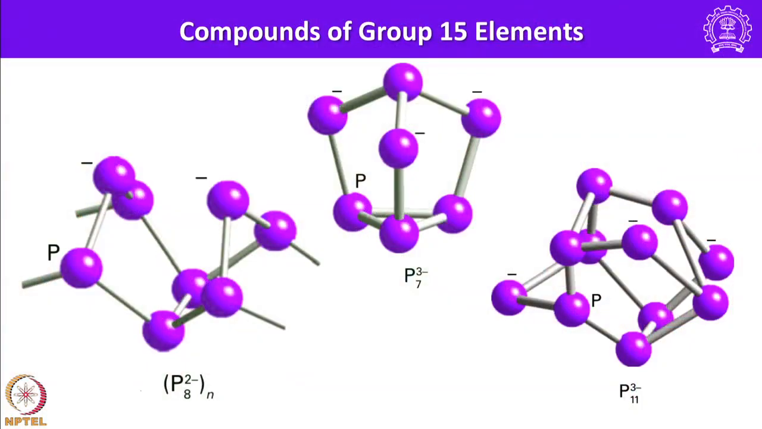You can see here P8 2 minus has this structure, and also you can see where the negative charge is residing. This is P7 3 minus. Basically, wherever the charge is there, these phosphorus atoms are 2 coordinated, and P11 3 minus has a cage structure like this.